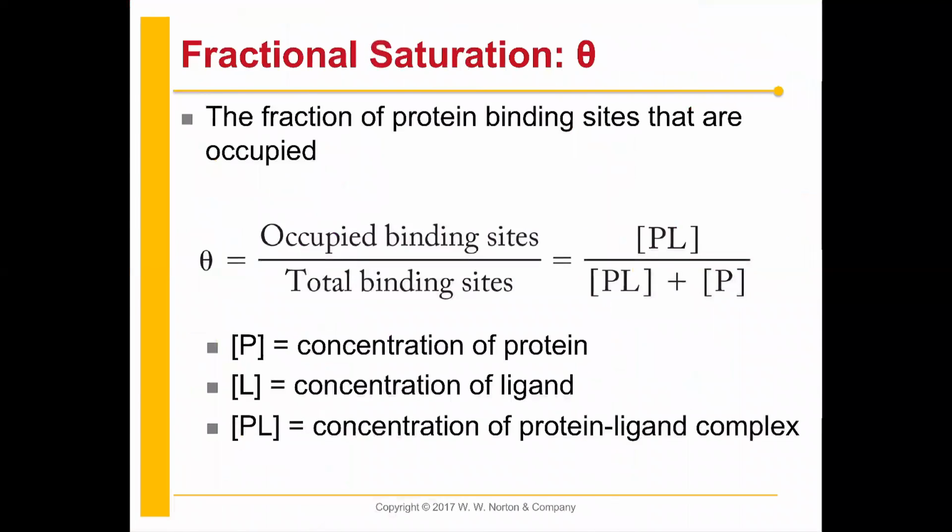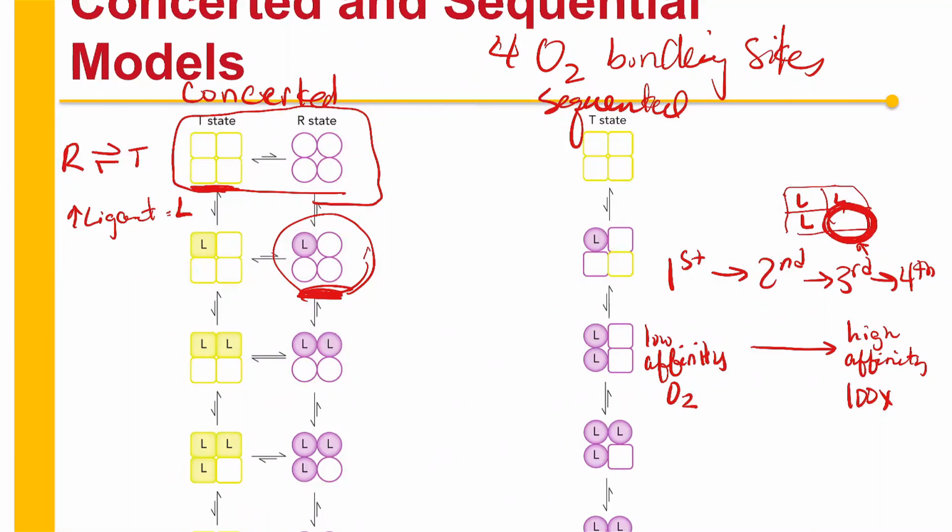The other model is the sequential model. In the sequential model, you're going to have binding of a ligand to one subunit, and that subunit is going to alter the conformation and therefore affinity of the adjacent subunits. So you have a molecule in the T state. That molecule in the T state has one binding site that this ligand will go into. When the ligand binds, we change from the T state to the R state of just that subunit.